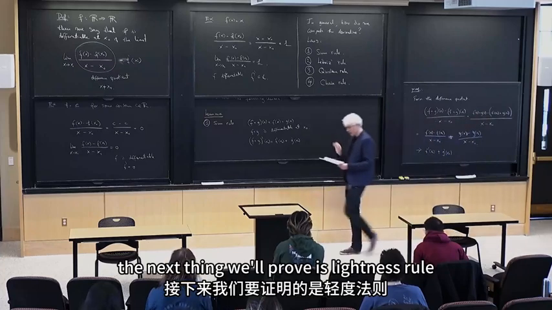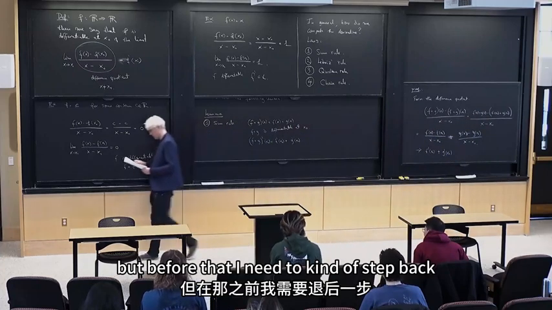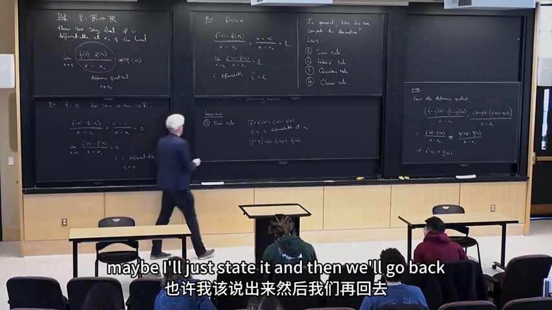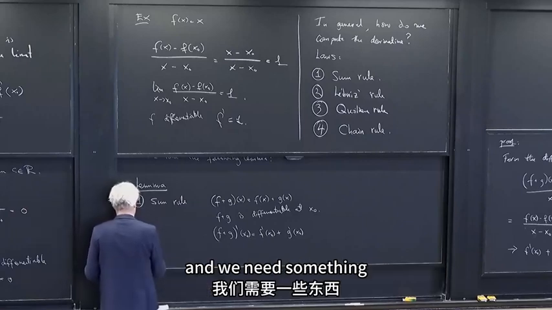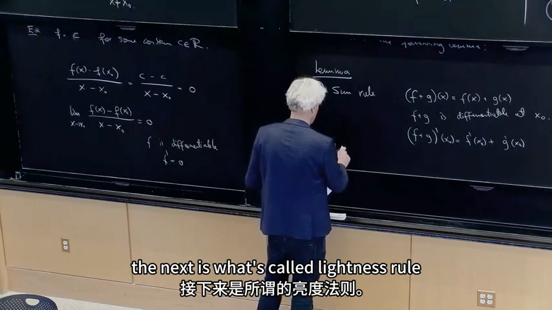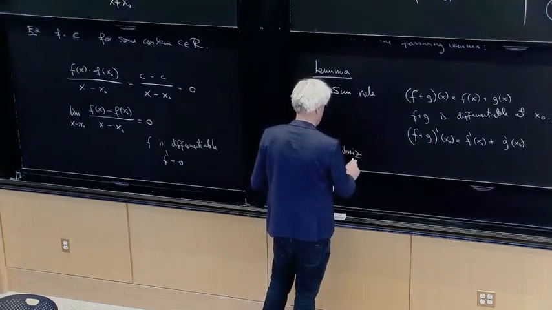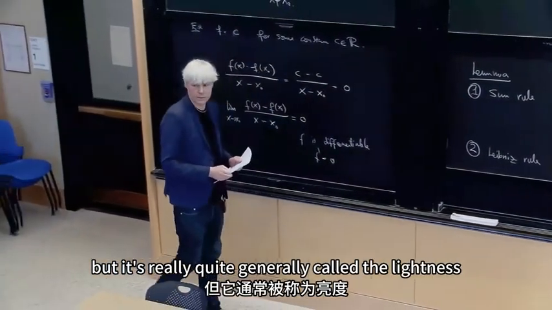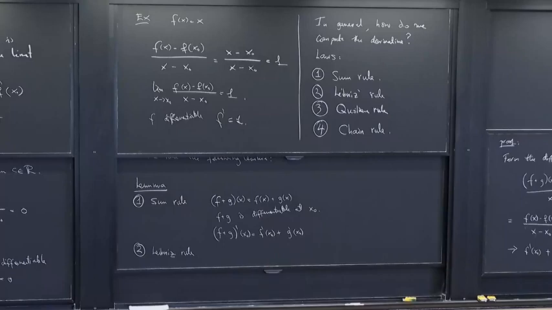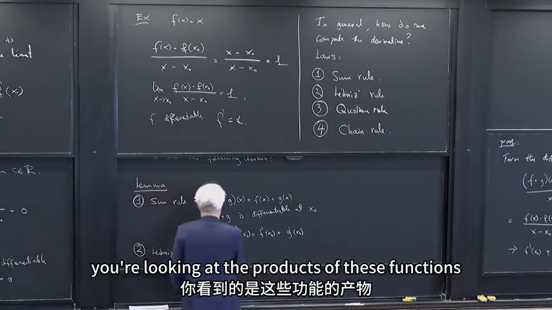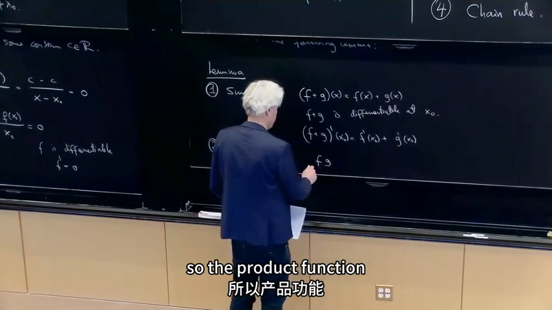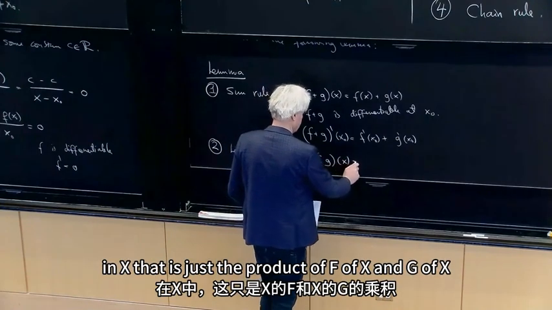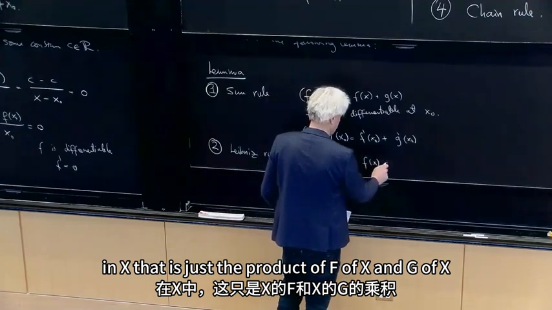The next thing we will prove is Leibniz rule, but before that, I need to step back. Maybe I'll just state it first, and then we'll go back, because we need something. The next is what's called Leibniz rule. You could also call it a product rule, but it's quite generally called the Leibniz rule. This is when you're looking at the products of these functions. So the product function is a function in x that is just the product of f of x and g of x.